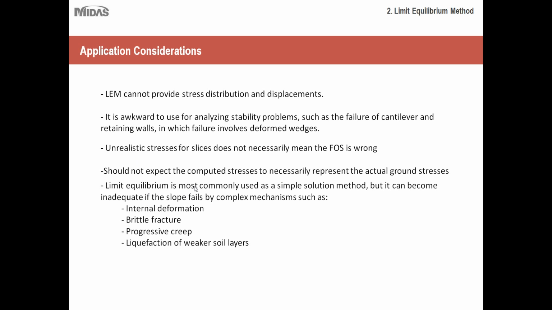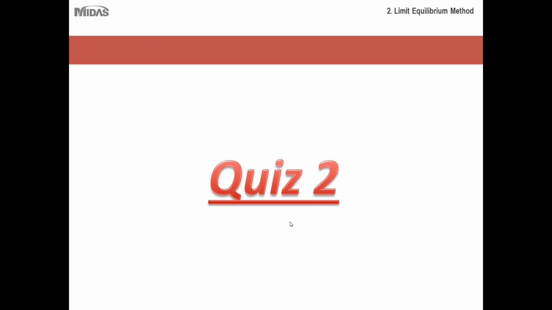Okay, and the limit equilibrium method is most commonly used as a simple solution method, but it can become inadequate if the slope fails by complex mechanisms such as internal deformations, brittle fractures, progressive creep, or liquefaction of weaker soil layers. So once again, keep that in mind. The limit equilibrium method is best suited for simple, straightforward projects where it's just, for example, self-weight or maybe small distributed or point loads. If you have complex mechanisms such as these, then the limit equilibrium method can't realistically account for them.